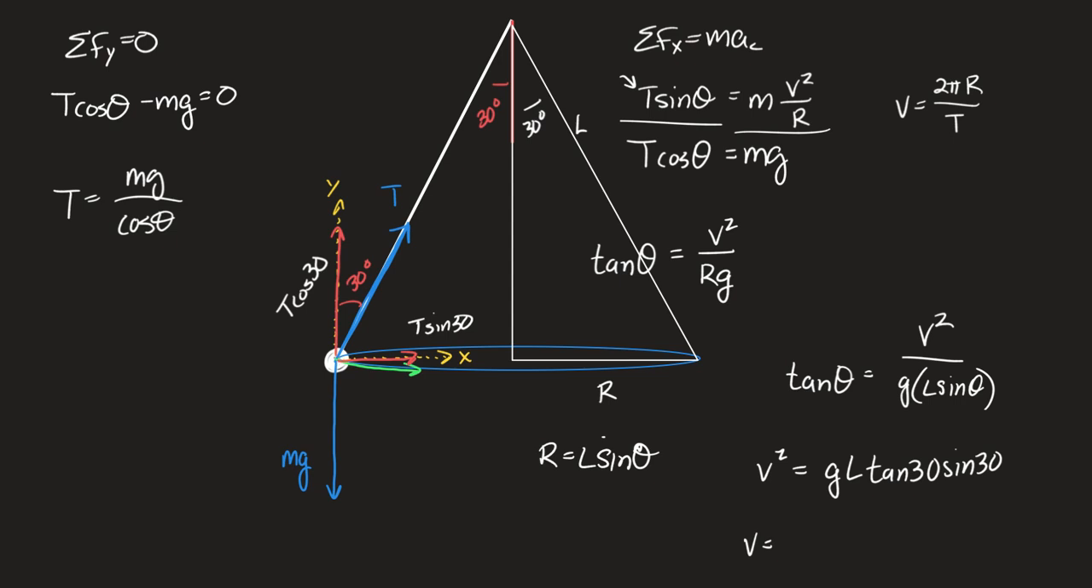Oh, I changed my answer. To what? I got 1.2. 1.2? Yeah. Anybody get 1.2? No, I'm right. I'm 100% sure of that. Square root of 10 times 0.5, right? The string is 0.5 times tangent 30 times sine 30. Your calculator in degrees, right? Because these are all degrees.